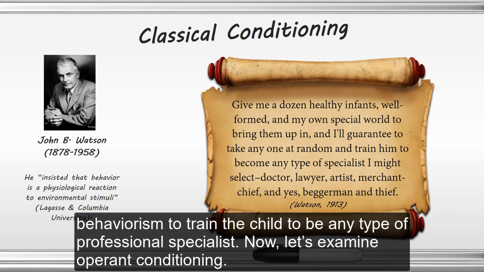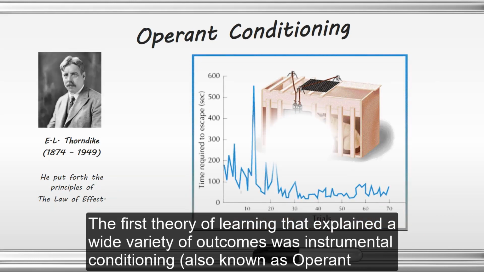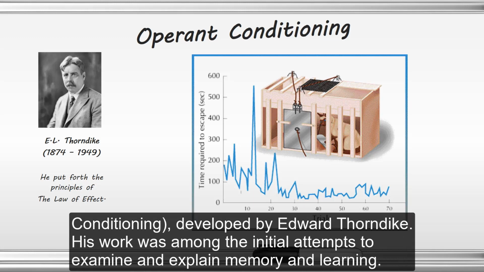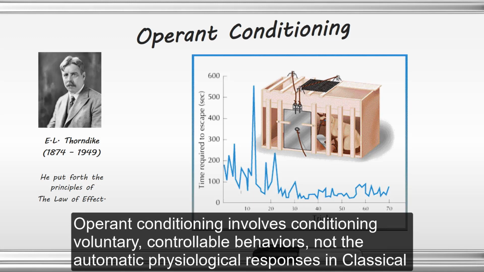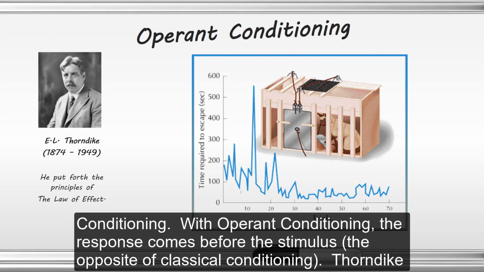Now let's examine operant conditioning. The first theory of learning that explained a wide variety of outcomes was instrumental conditioning, also known as operant conditioning, developed by Edward Thorndike. His work was among the initial attempts to examine and explain memory and learning. Operant conditioning involves conditioning voluntary, controllable behaviors, not the automatic physiological responses in classical conditioning. With operant conditioning, the response comes before the stimulus, the opposite of classical conditioning.